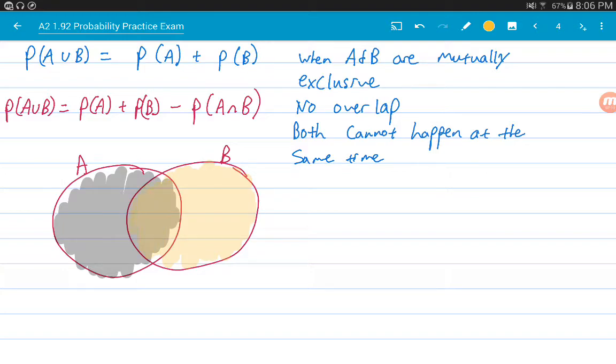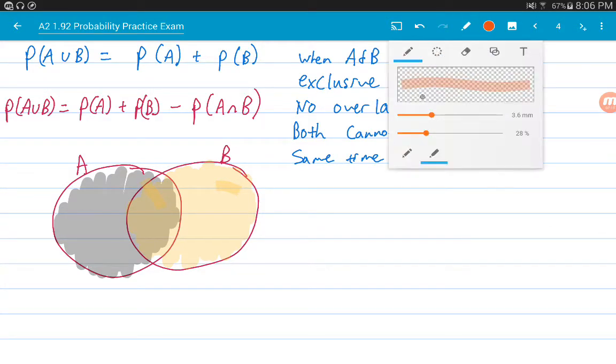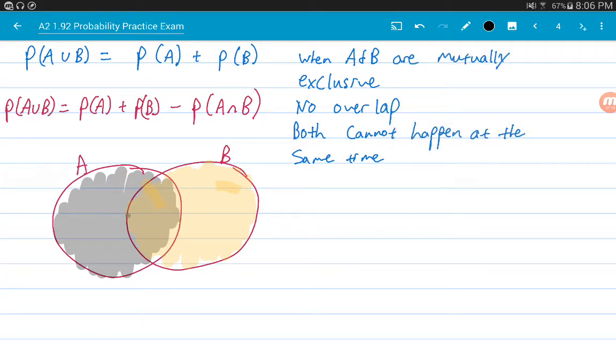Now here's the problem. When I add up A and B, I'm double counting those guys on the inside, right? I use them once for A, and then I use them once again for B. So I've added them twice. So when I subtract them off, essentially I'm just getting rid of one of those doubles. I'm just getting rid of one of those doubles.